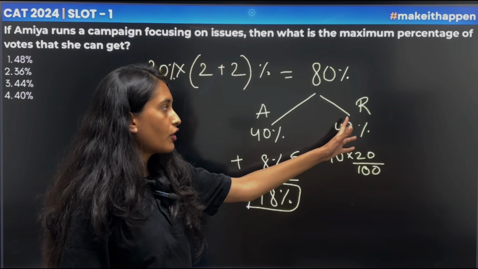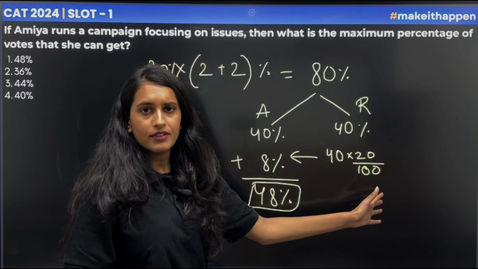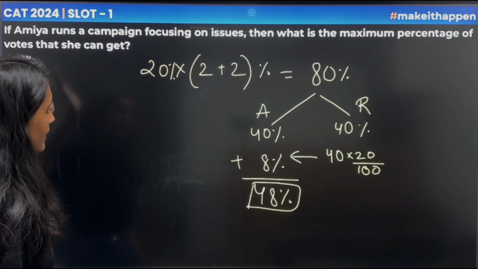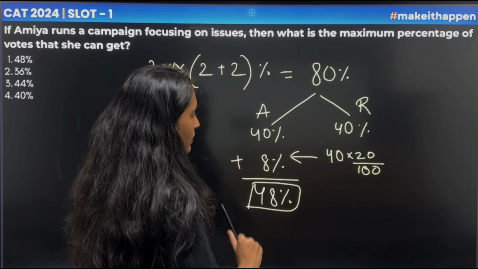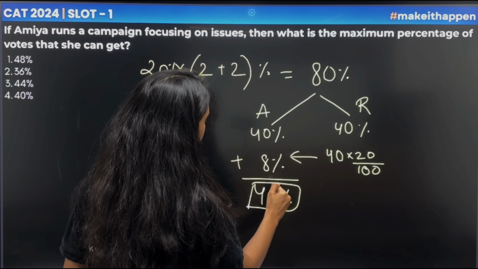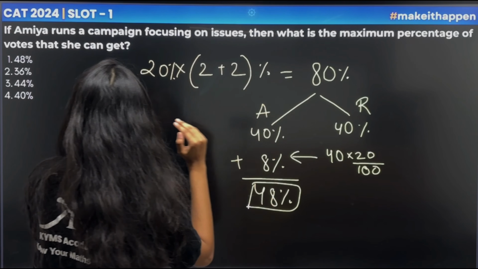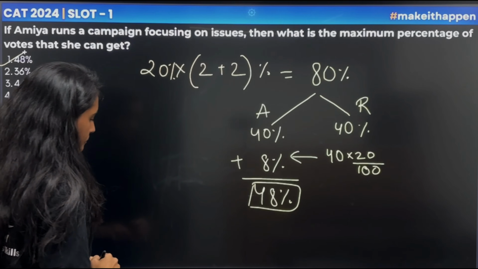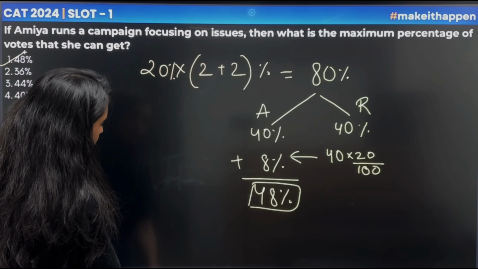And 5% of the voters will not vote for Ramya, so that is not of any need for now. So we'll get the answer directly from here. If we add 8% of its voters to Amya, then the maximum percentage of votes that she can get would be 48%. Now let's move to the next question.